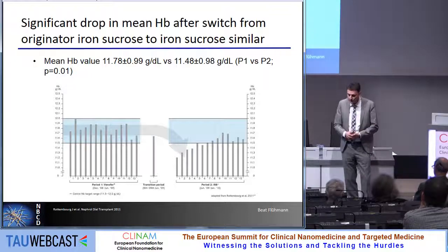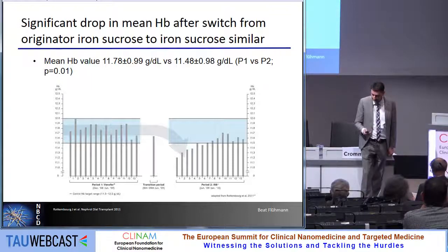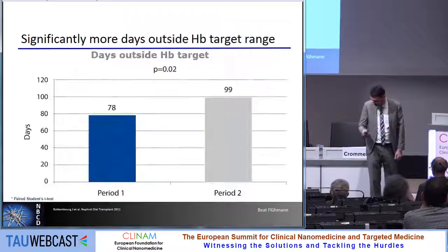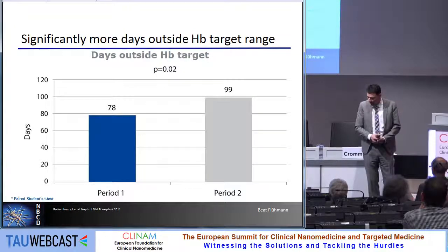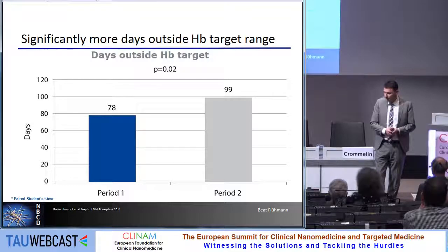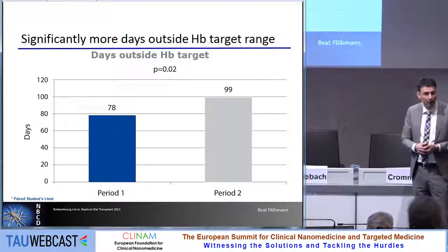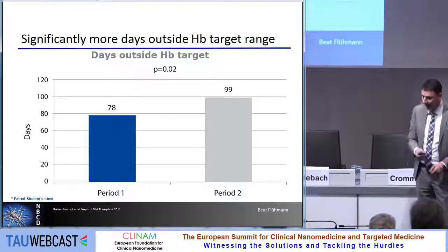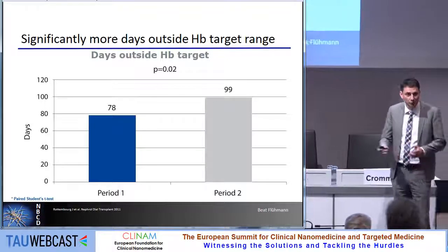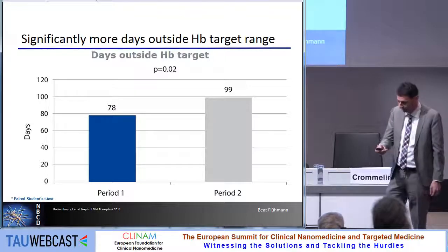So what was observed when this IV iron was exchanged, switched, they dropped in their HB level, as you can see here on the gray arrow. You see then during these two periods, first period with the originator drug, 78 days in total, these patients were out of the target range, 99 days in period 2 with the copy drug. So they obviously could not reach the treatment target.